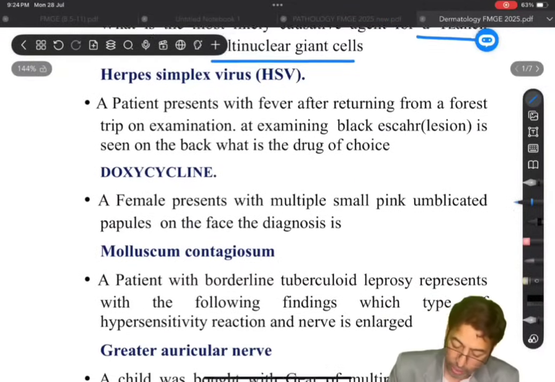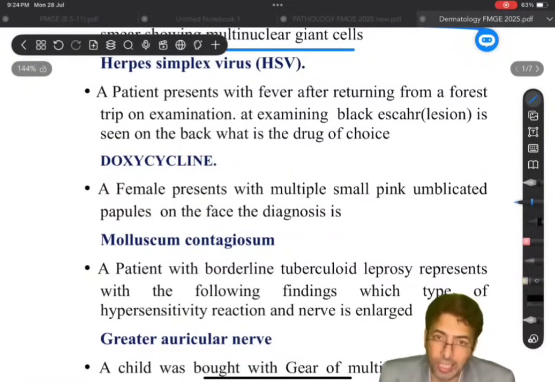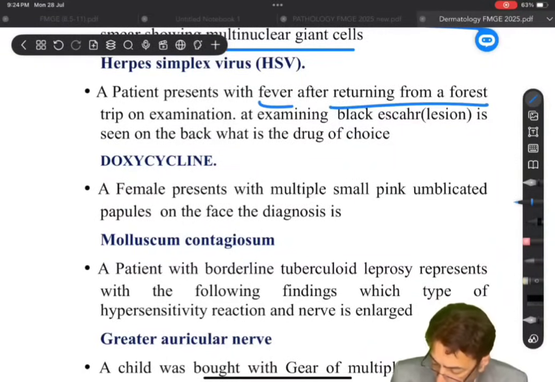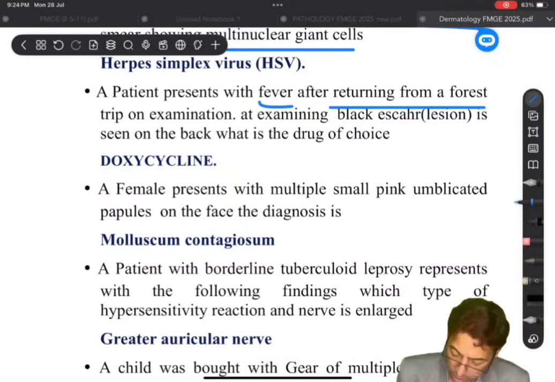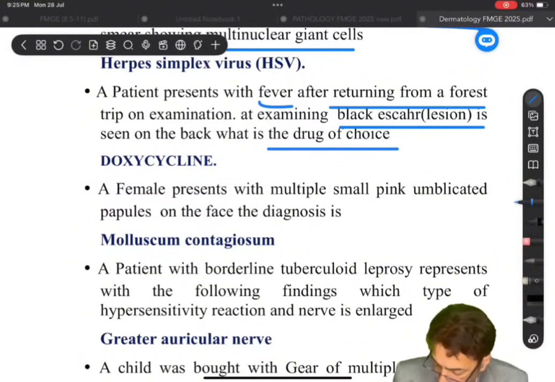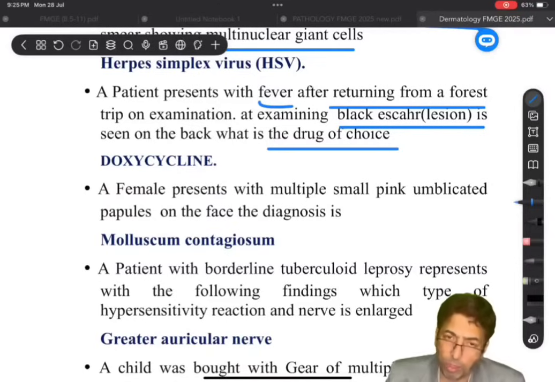Now, in addition, the third question is a clinical case scenario. A patient presents with fever. That's important, after returning from a forest. So there is a tour to the forest. He returns and he has a black scar lesion seen on the back. And what is the drug of choice? Now, this is a very important question.